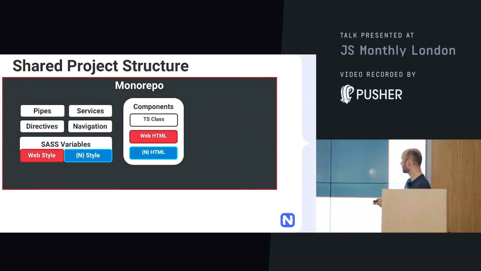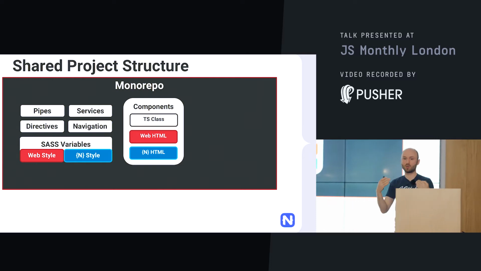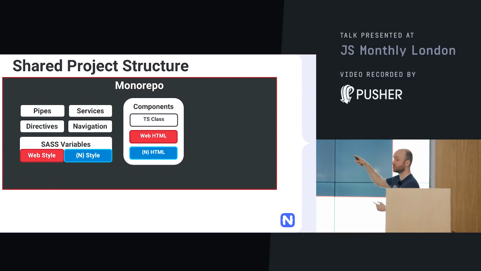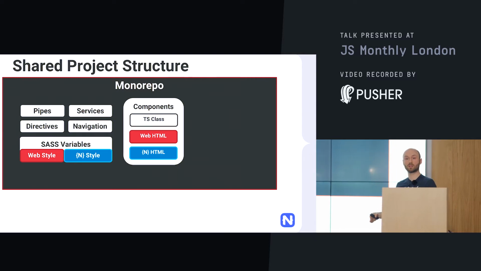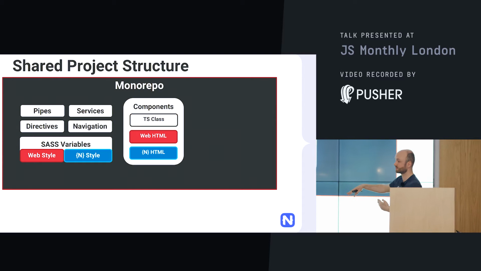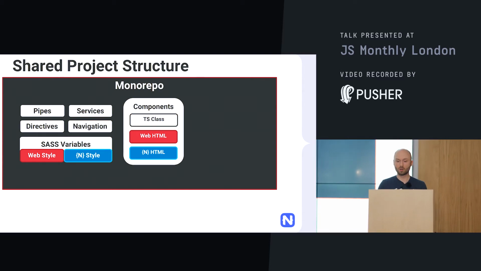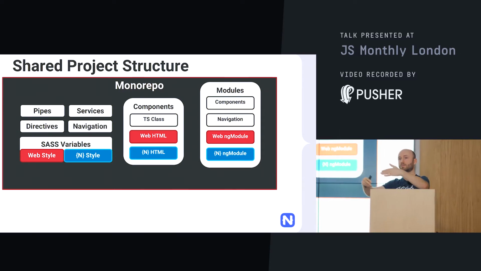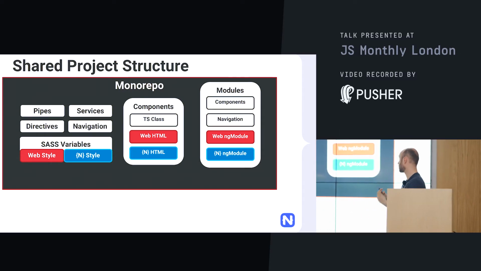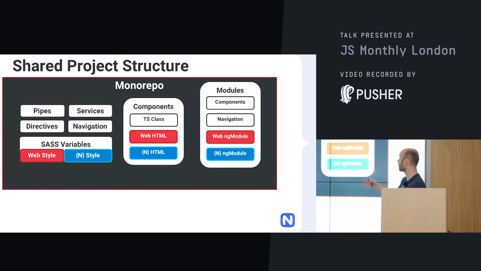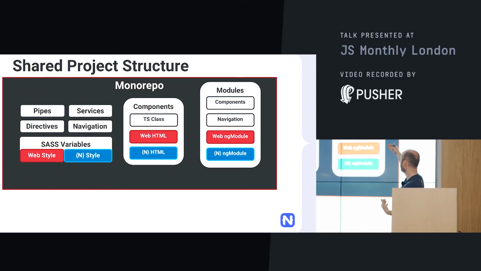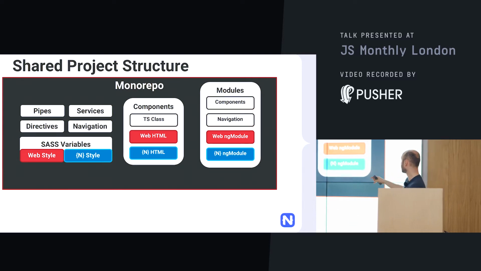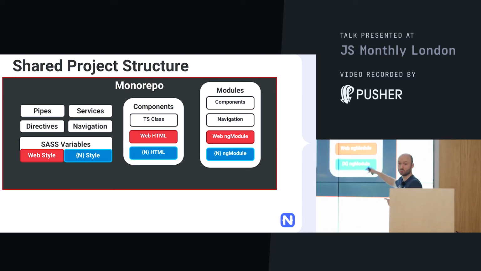Then our components. So the TypeScript class, this is where our business logic of the component sits. However, the HTML code will be split into two separate files. So we'll have a web HTML and a NativeScript HTML. And then obviously with modules, the modules can combine a bunch of components underneath. The modules also can manage navigation, etc. So what components and what navigation you use within the modules, they're all shared. It's pretty much the same code. But then the ngModule for each of those modules will be a separate file.